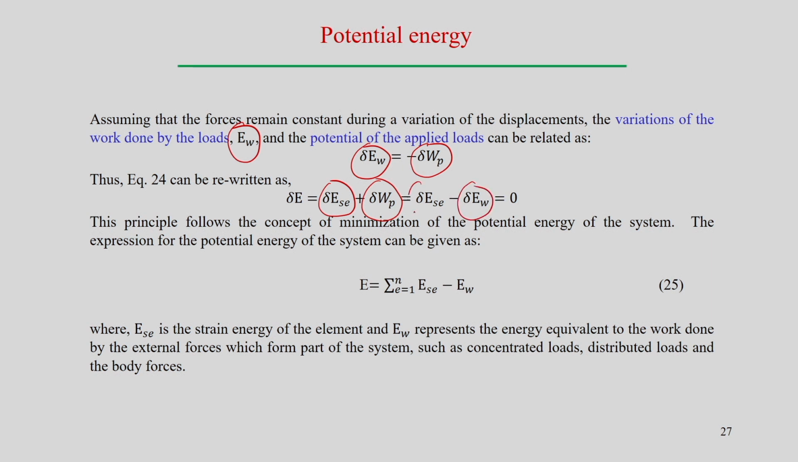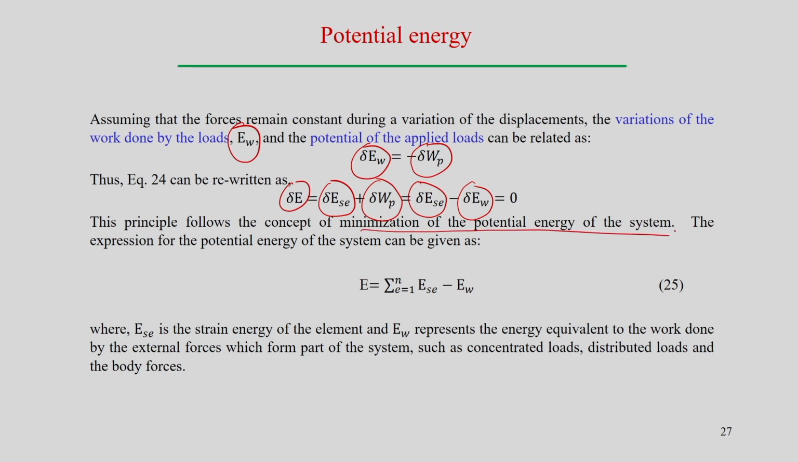So, delta ES is the strain energy, and this comes with the work done, equivalent to the energy associated with the work done by the application of the external force for a small displacement, and this delta is the increment of the energy of a particular system. So, this principle follows the concept of minimization of the potential energy of the system. Definitely this should be equal to 0, minimization of the potential energy of the system.